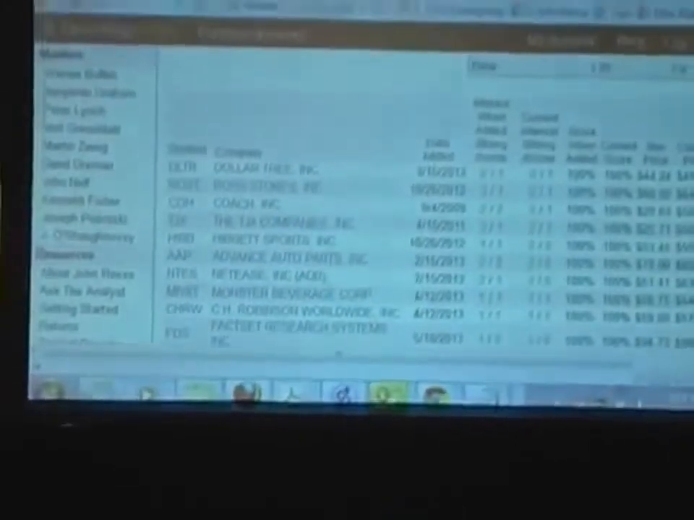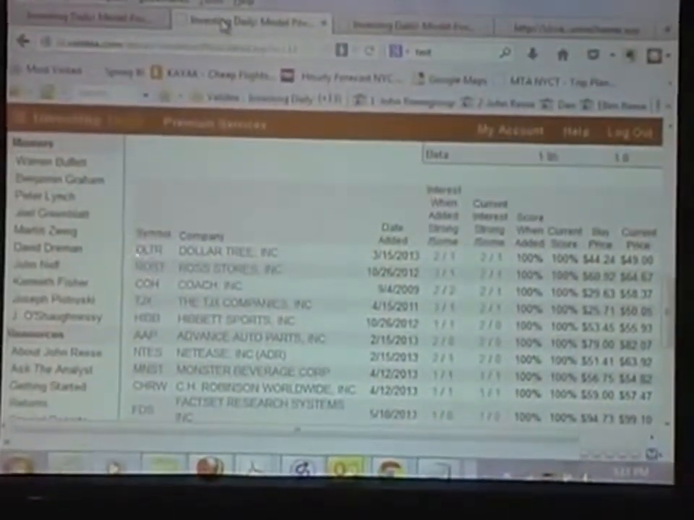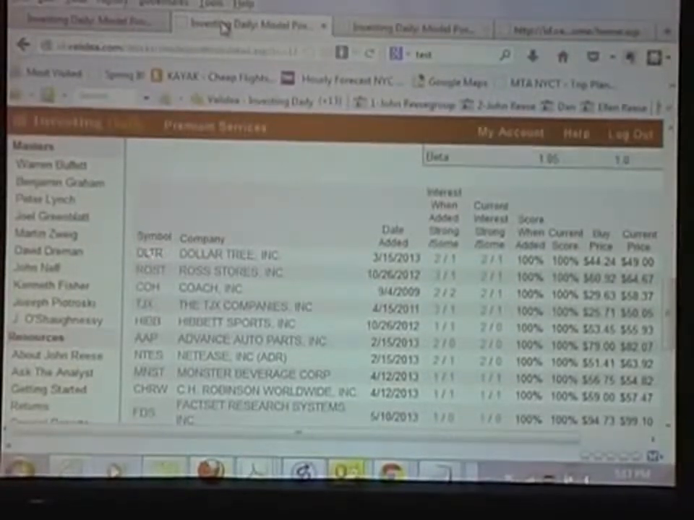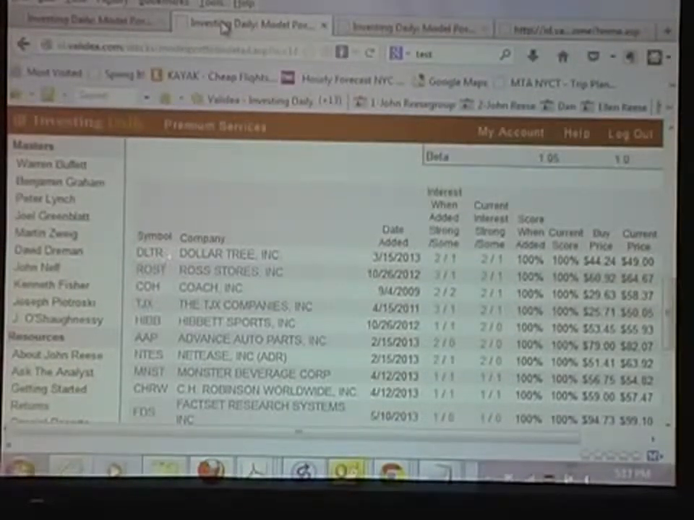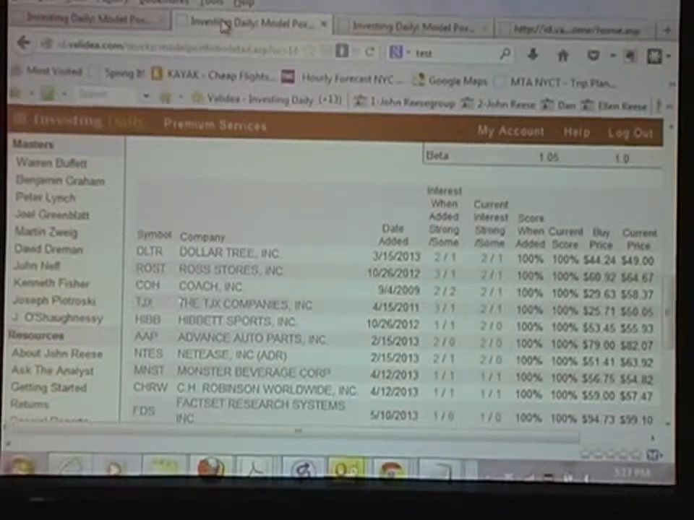So I'm going to switch to a couple of Buffett picks right now. And one of the things that you're going to notice is very interesting. The top 4 choices on the Buffett portfolio right now actually turn out to be Dollar Tree, Ross Stores, Coach, TJX companies, which is very interesting. They're all retailers, all in clothing.